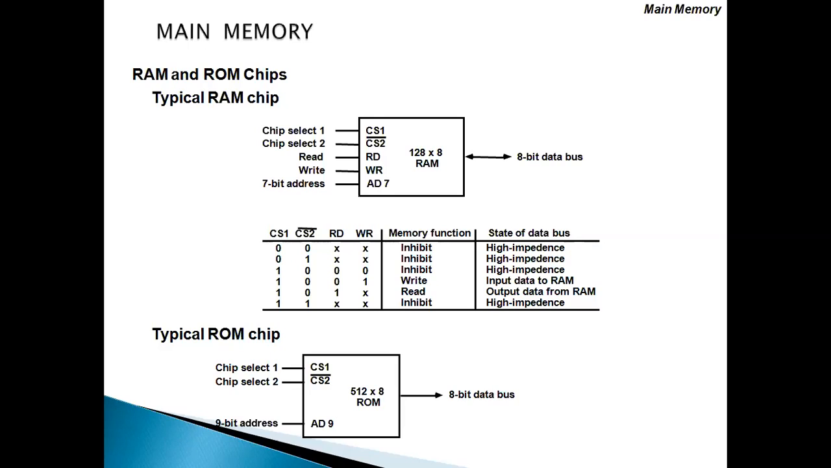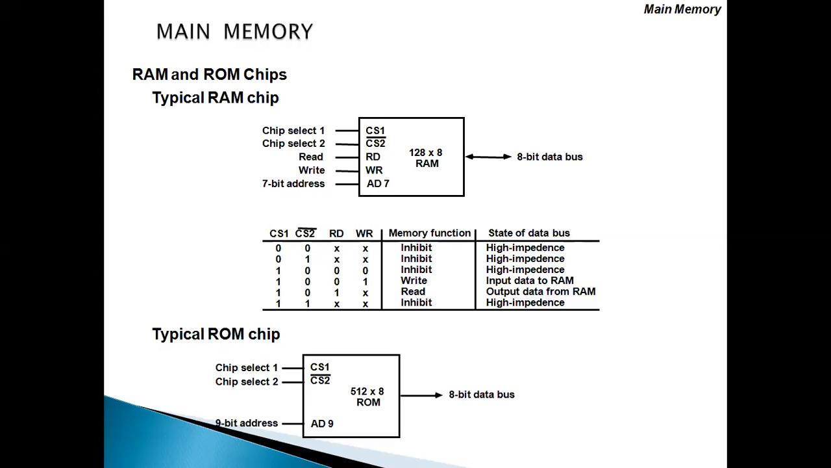The next one is the ROM, read-only memory. It has only a 9-bit address line and the chip select; we have two chip select signals. It will always be in the inhibit mode, that is the memory function, and the state of the data bus is always high impedance. Whenever we want to store data in the middle of the program, we can store it in RAM. So that's about the RAM and ROM chips, a brief explanation.